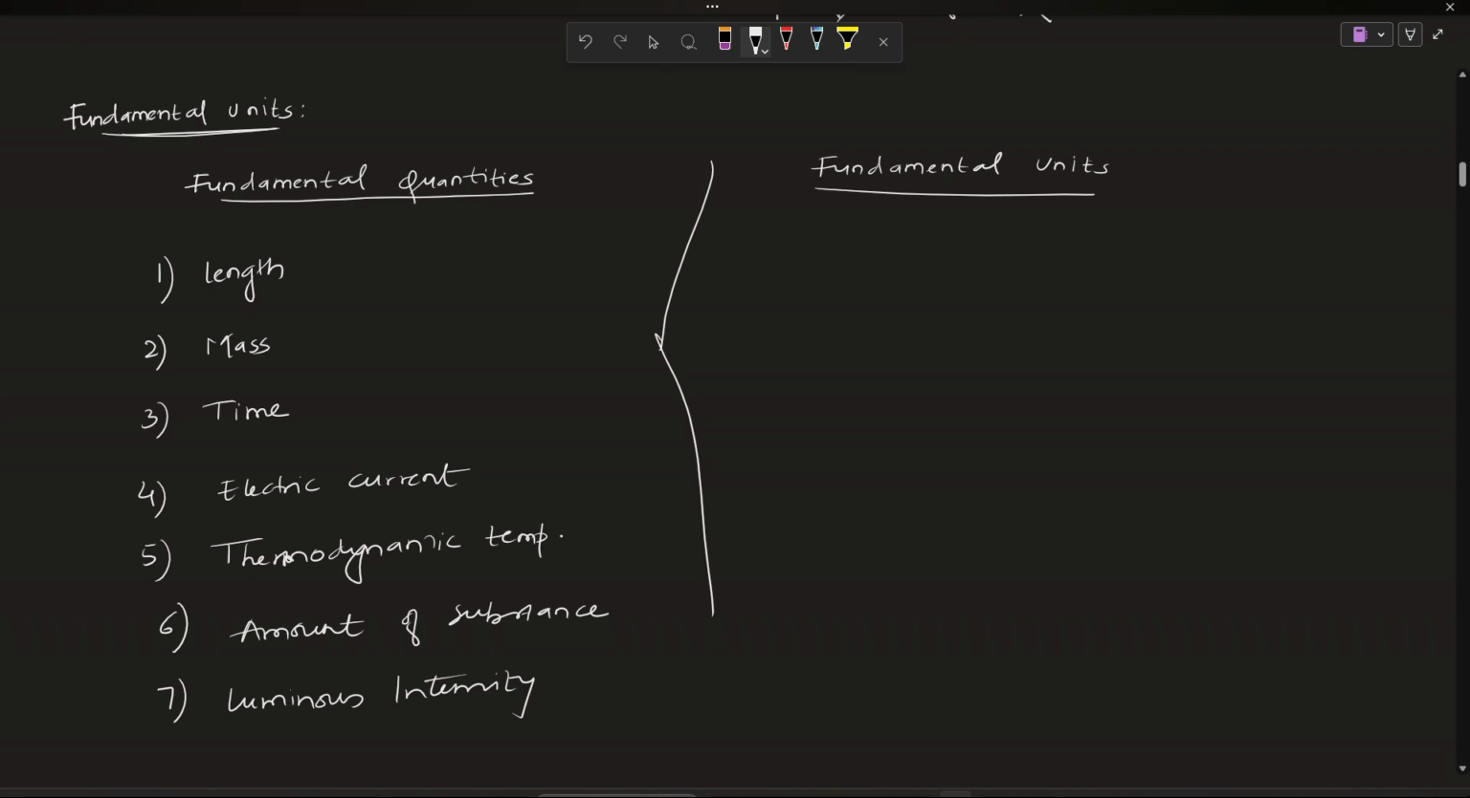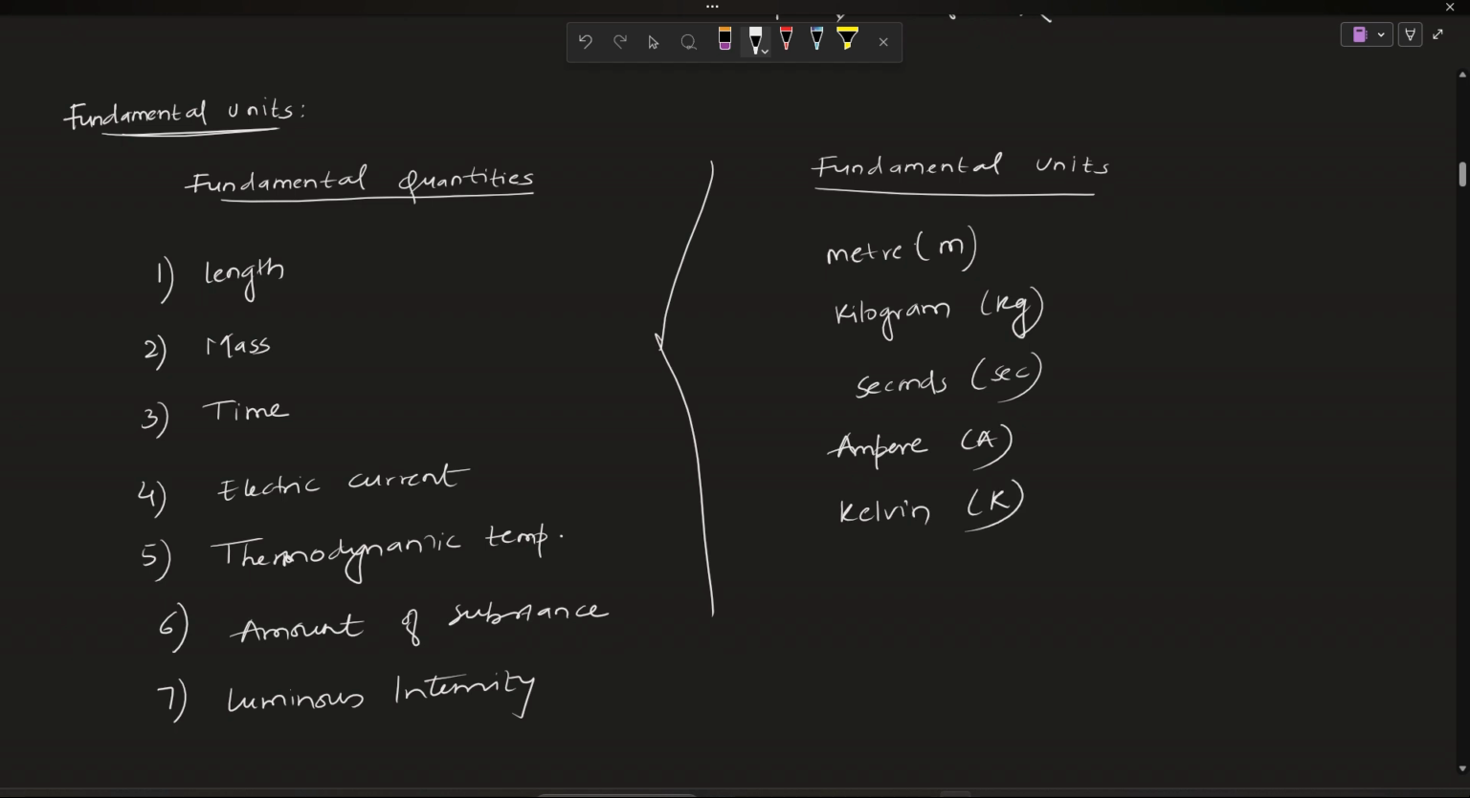And what are their units? The unit of length is meter, denoted by m. The unit of mass is kilogram, denoted by kg. The unit of time is second, denoted by sec. So these are the fundamental units. The unit of electric current is ampere, denoted by A. The unit of thermodynamic temperature is Kelvin, denoted by K. Amount of substance is mole, denoted by mol. And the luminous intensity is candela, denoted by cd. So these are the fundamental quantities and the fundamental units by which we define them.